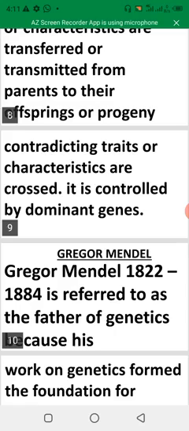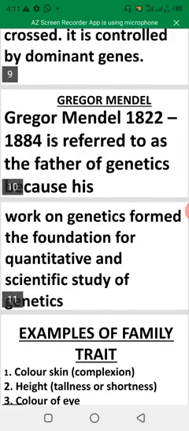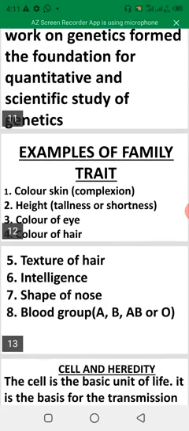The person who started the study of genetics is Gregor Mendel, who lived from 1822 to 1884. He is referred to as the father of genetics because his work on genetics formed the foundation for the quantitative and scientific study of genetics. So, what are the examples of family traits?